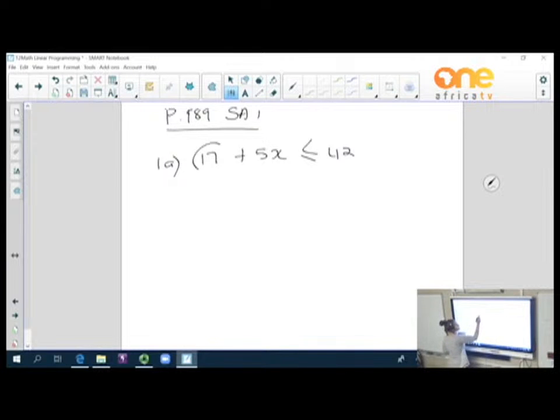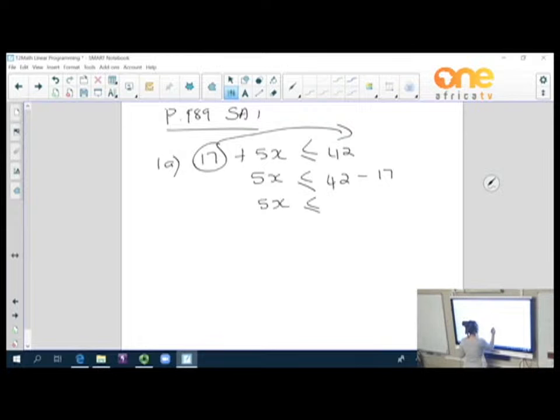Solving them, we need to take all our like terms to one side, so we are left with 5x is less than or equal to 42 minus 17. The positive 17 becomes a minus 17. And 5x will be less than or equal to 25. Divide by 5 on both sides. X is less than or equal to 5.